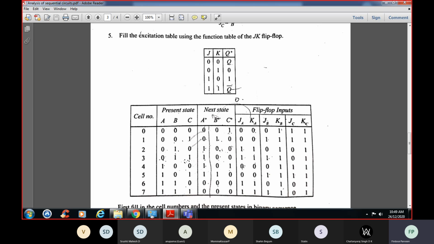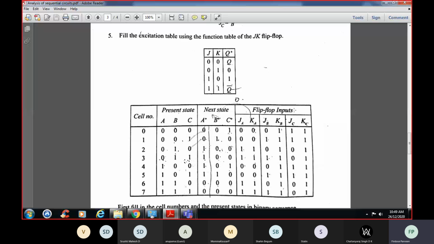Next, again it is 0 0, which means again it will follow the previous state. If the previous state is 1, it will be 1. So again here it is 0 0, the previous state is 1, so this one will be 1. Again when it is 1 1, it will toggle. If it is 1, it will be 0.